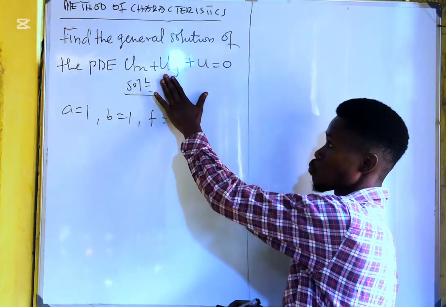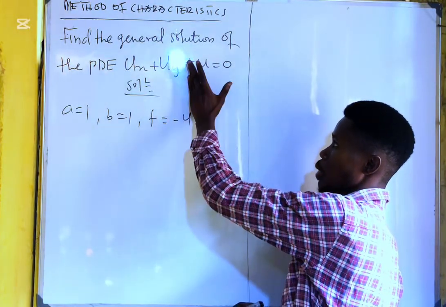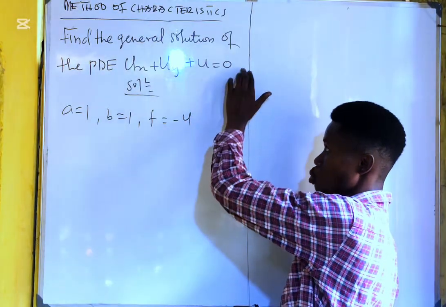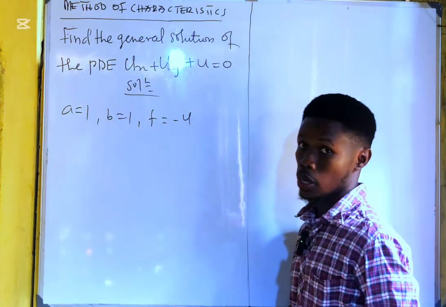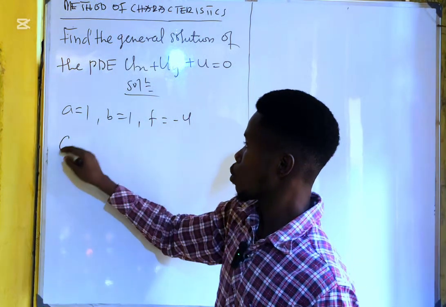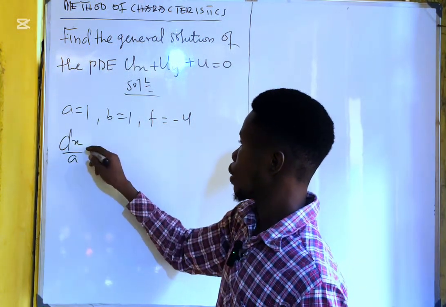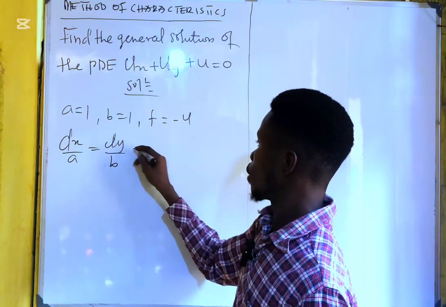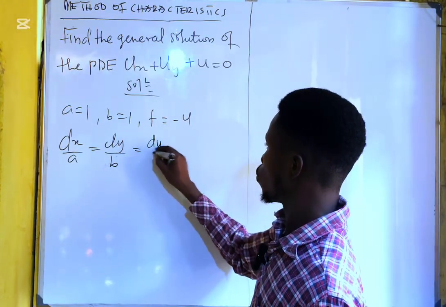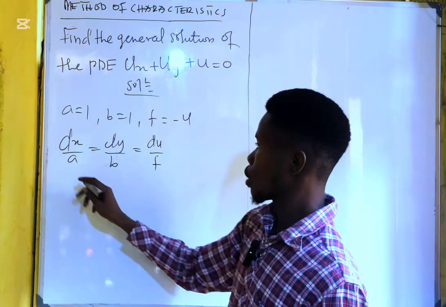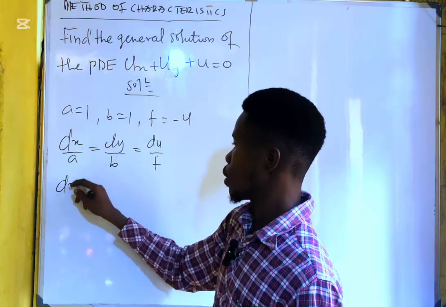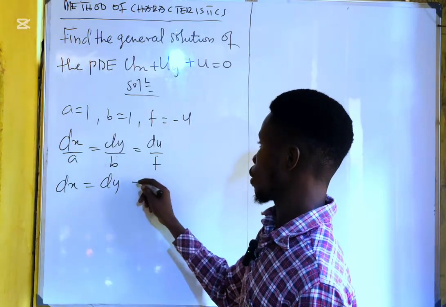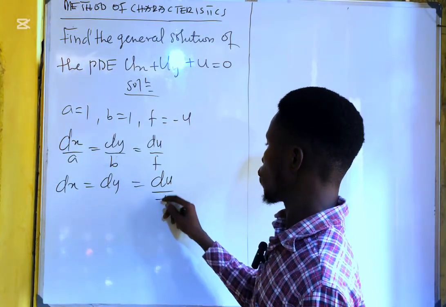When they give it to you, these ones should be here. Whatever is left should go to the other side. So this u has to go to this place. That becomes negative u. Is that okay? So here, if you code our formula, dx over a equals dy over b equals du over f. Dx over a will be dx, equals dy, because over 1 is still the same thing. Then du over negative u.